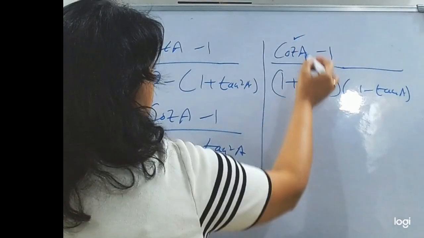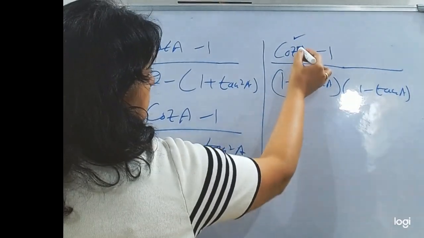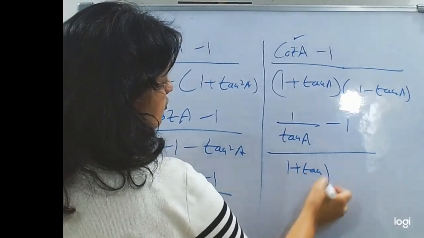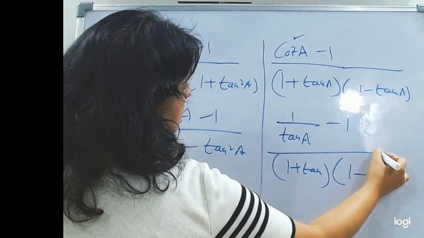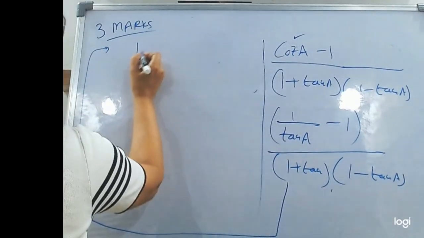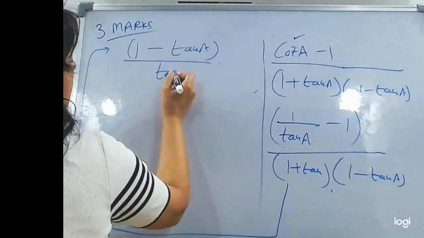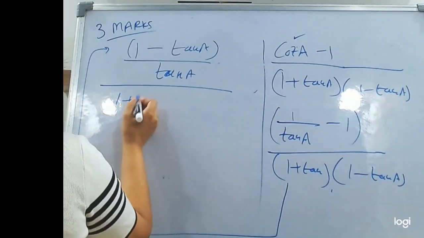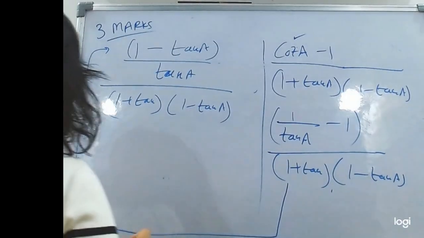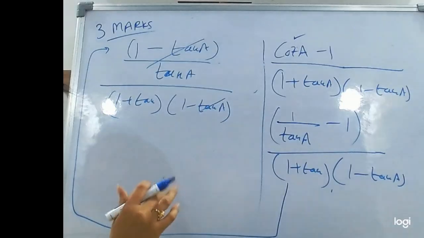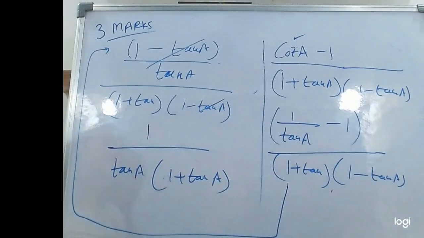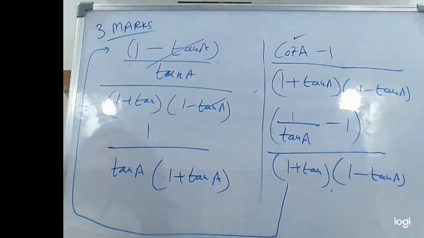Now this cot A can be replaced in terms of tan. So this cot A we can write as 1 by tan A, minus 1, and then the denominator part (1 plus tan A)(1 minus tan A). Then take LCM for the numerator part. It will come as (1 minus tan A) by tan A, and the denominator (1 plus tan A)(1 minus tan A). So here some cancellation is possible. These two terms got cancelled out. So we are left with 1 by tan A into (1 plus tan A).